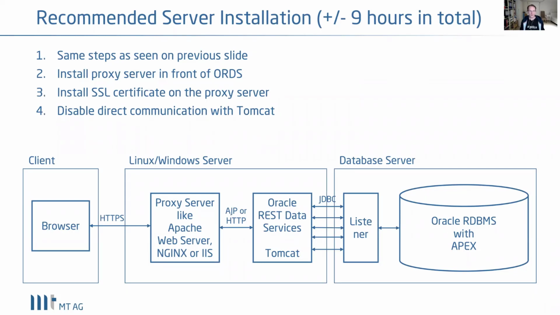I would suggest disabling direct communication with Tomcat. Normally Tomcat, if you deploy it, runs on port 8080. But if you have a proxy server in front of your Tomcat, I would configure it in a way that it runs on the local IP address of the server. So no external communication is possible anymore directly with Tomcat. Each communication should go to the proxy server.